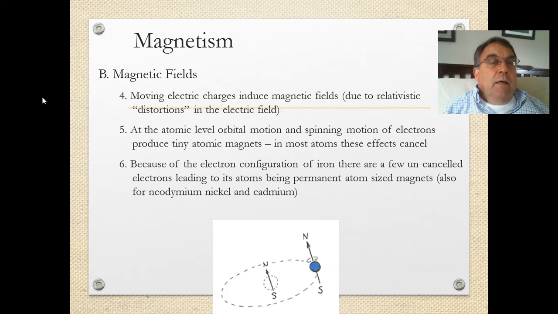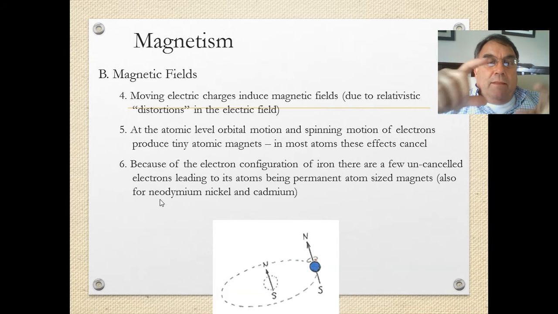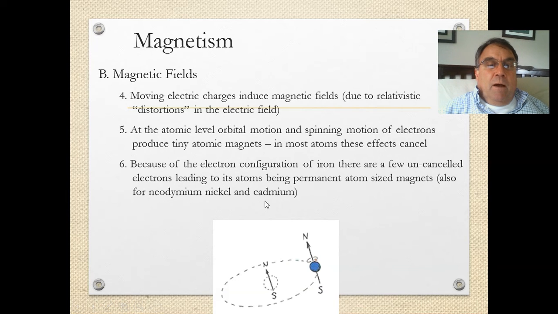But iron, as well as neodymium, nickel, and cadmium, but most pronounced in neodymium, but historically iron was the most known about, have a couple of extra electrons because of their electron configurations. They have a couple of extra electrons that are quote unquote uncancelled, meaning they are north and south, and they are permanently so because of their spin mostly. So iron atoms are permanent north-south atom-sized magnets.